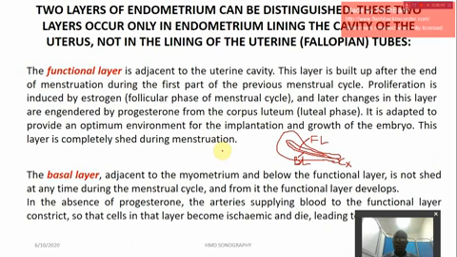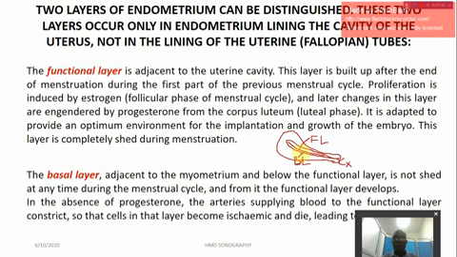This layer is completely shed during menstruation. The basal layer is adjacent to the myometrium and below the functional layer. This layer is not shed at any time during the menstrual cycle, and from it the functional layer develops. So this is the mother to the functional. The functional layer is the child of the basal layer.